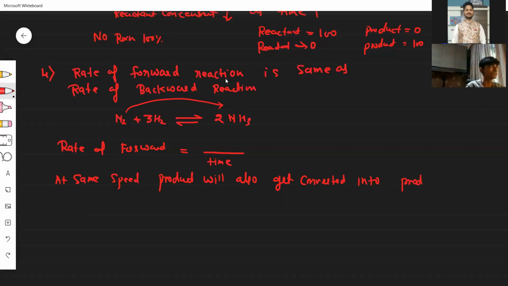So what was the meaning of rate? I just want to tell you, the rate of forward reaction is like whatever time was taken for the reaction to go in the forward direction, the same amount of time will be taken for the reaction to go backward. So can you tell me what are the few characteristics of equilibrium?